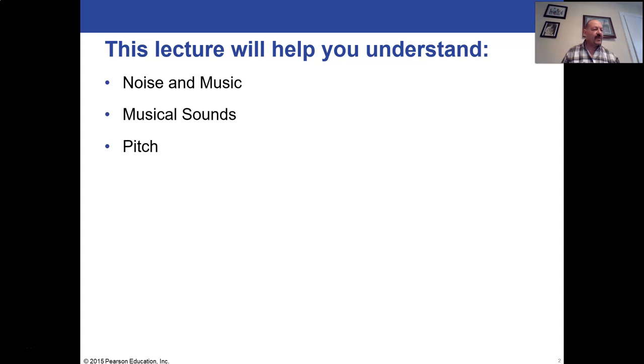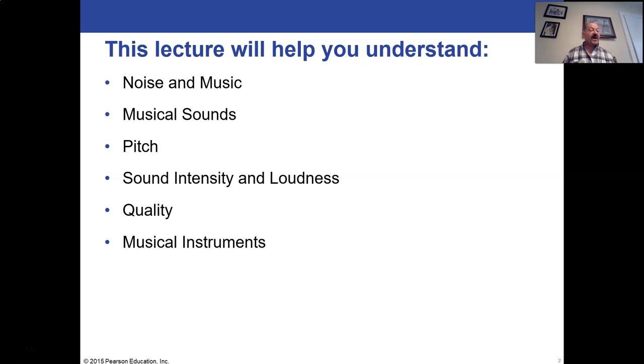So first, we'll do a quick discussion on noise and music, and then we'll talk about what musical sounds are, and some of the characteristics of musical sound: pitch, sound intensity and loudness, and quality of sound, also known as timbre, sometimes referred to as the color of the sound, the tone of the sound. We'll talk about how musical instruments make different quality sounds, even if they're playing the same musical notes.